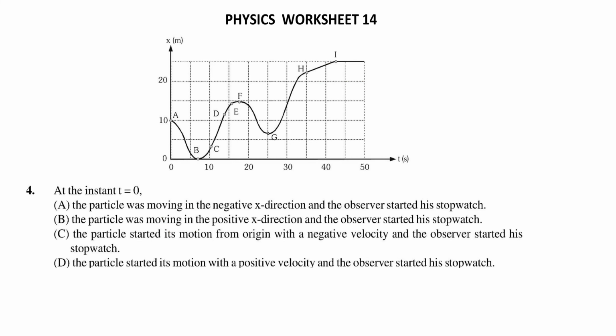So in question number 4, at t equals 0, the particle was moving in the negative x-axis, and the observer starts his stopwatch. And yes, this is the answer, because at t equals 0 you see the slope is negative, so velocity is negative initially. So we don't need to see all other options, because this is correct. B option says positive velocity. No, it is not. Starting from origin. No, it is starting from 10. Positive velocity again. No, it is not.